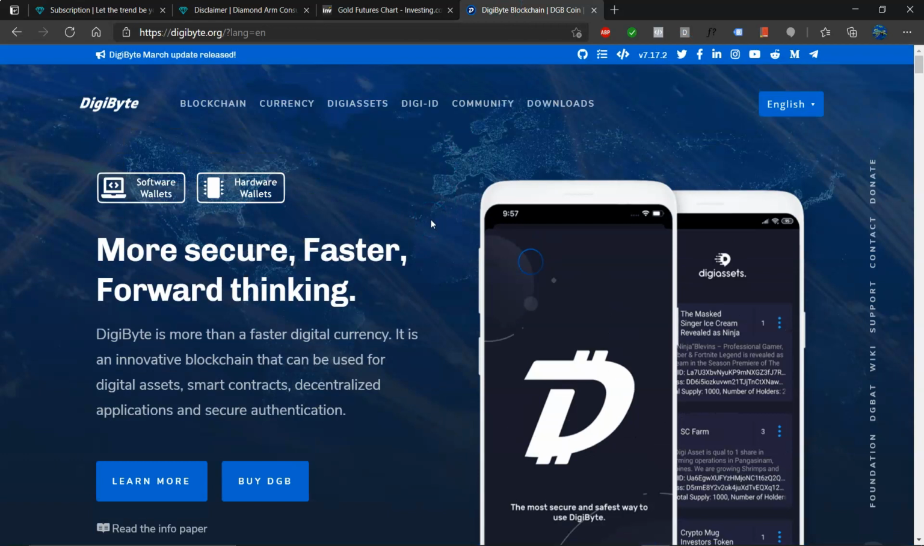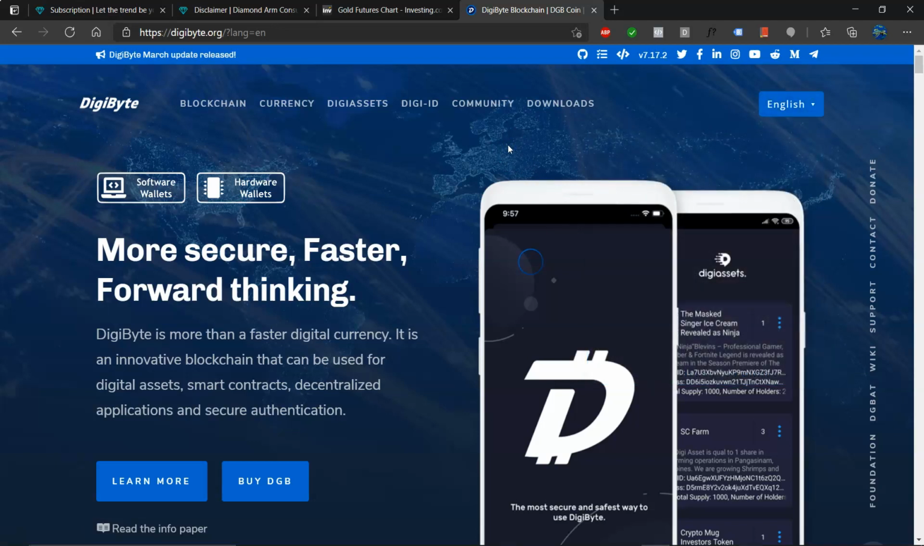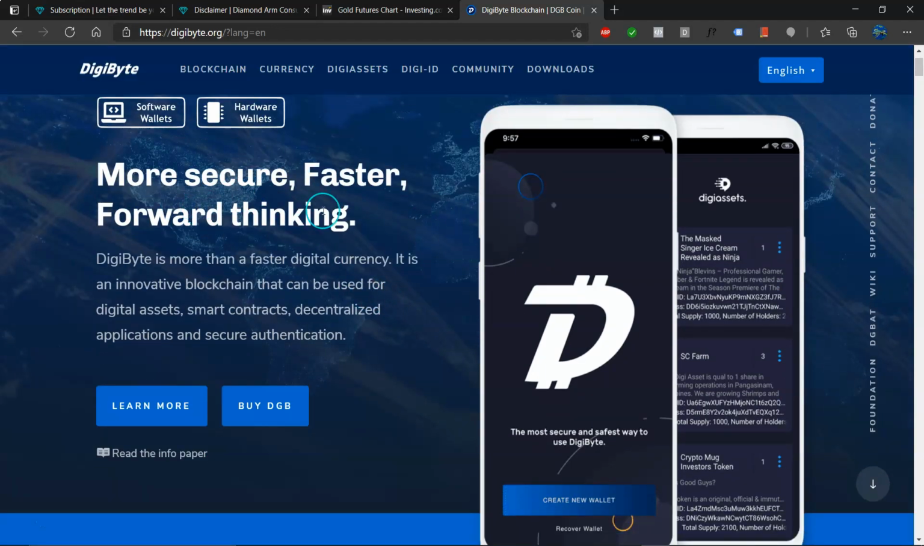A very good website, because when I visited it, it showed me the website in Norwegian. So they are really doing all they can to get as many people on board, and that is something very rare for these crypto websites. So that is definitely a very great function. So more secure, faster, forward thinking.